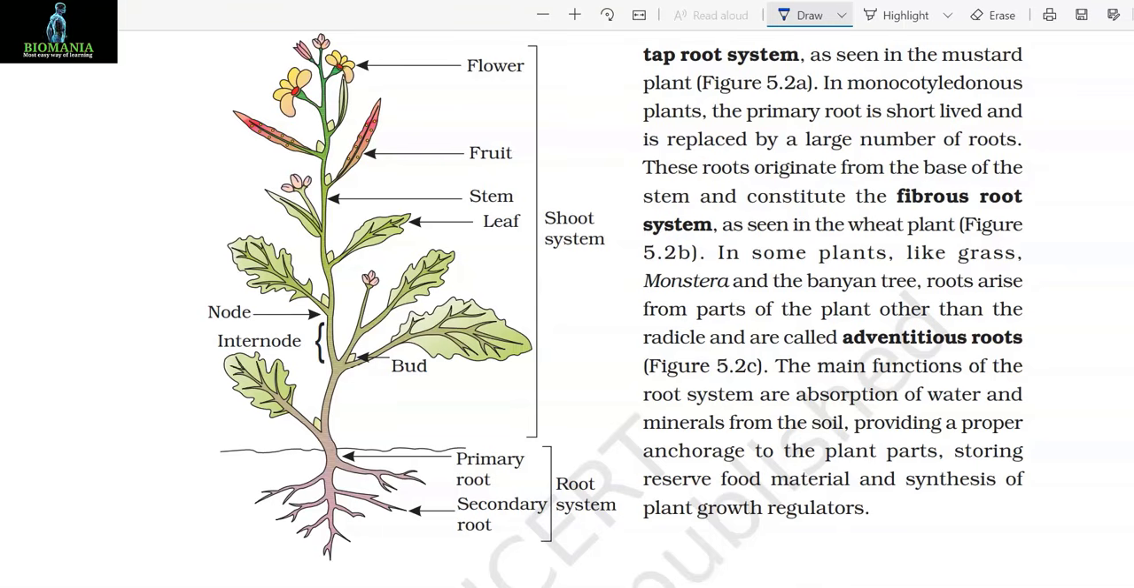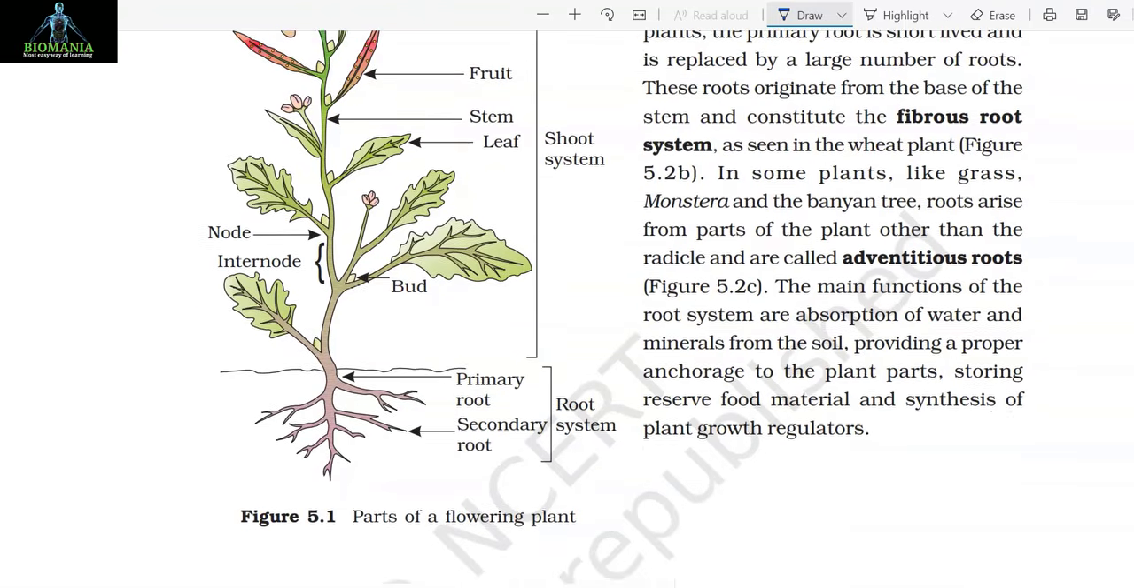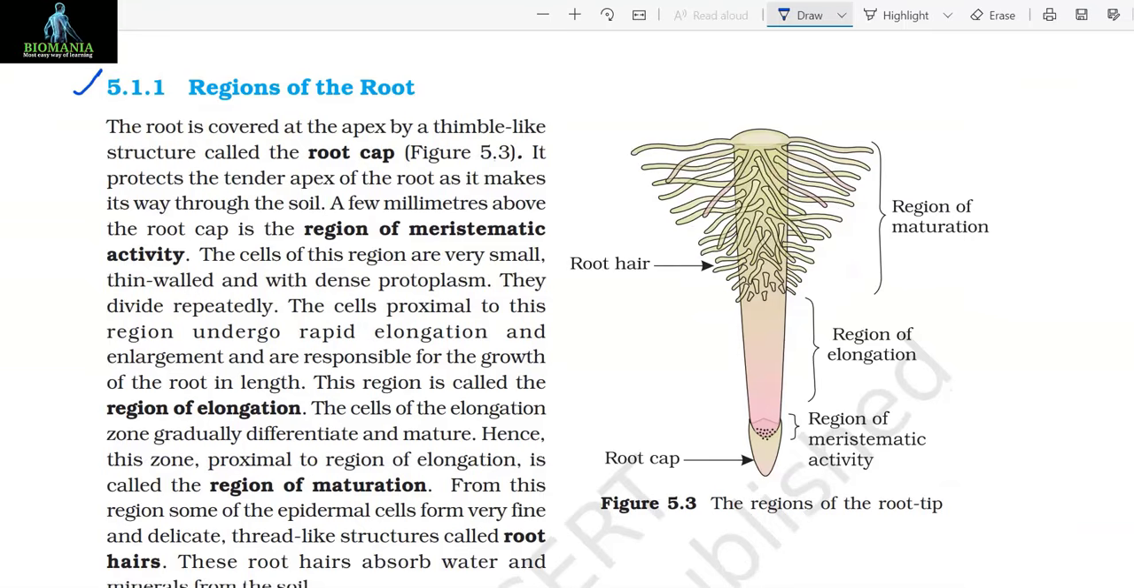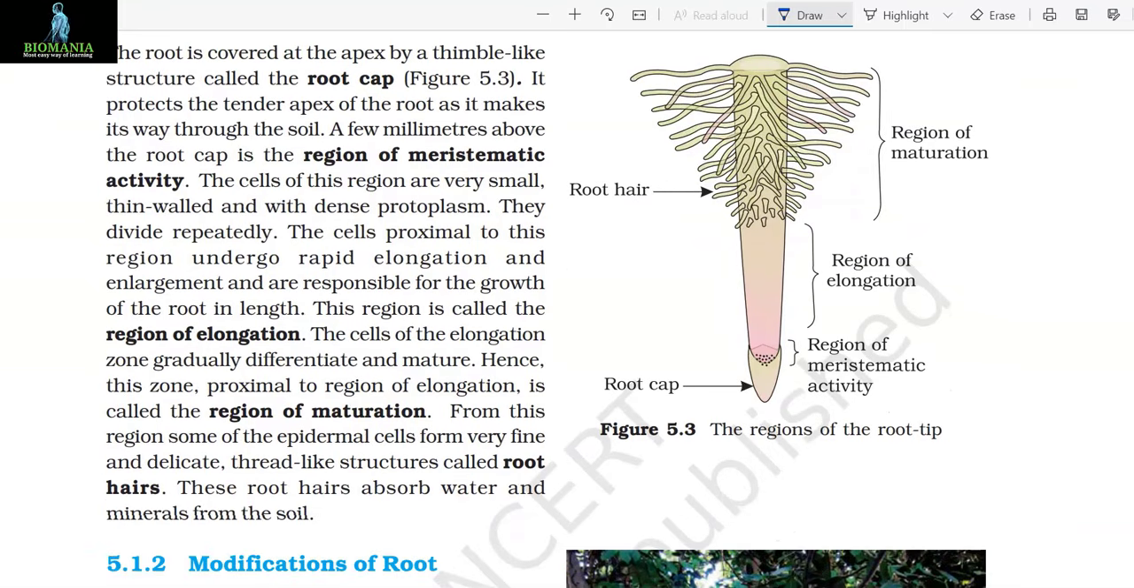The main functions of the root system are absorption of water and minerals from the soil, providing proper anchorage to the plant parts, storing reserve food materials and synthesis of plant growth regulators. 5.1.1 Regions of the root. The root is covered at the apex by a thimble-like structure called the root cap. It protects the tender apex of the root as it makes its way through the soil.